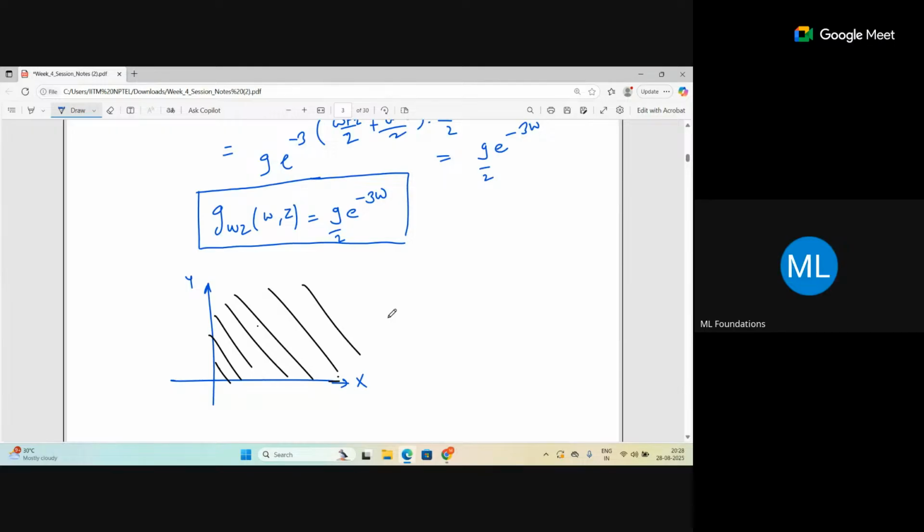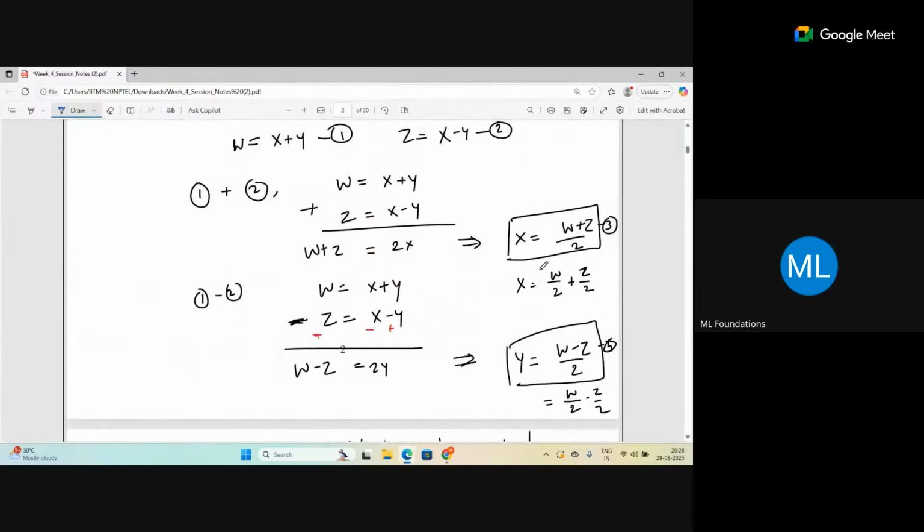So how will you find it out for w and z? You have these two equations, right? X is given as w plus z by 2. So if x is taking values greater than or equal to 0, first of all you see that for x equal to 0, w equals minus z, and when y is equal to 0, w equals plus z. So from there you can find out its support.